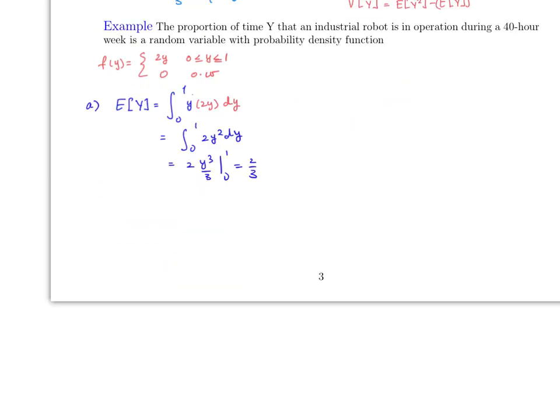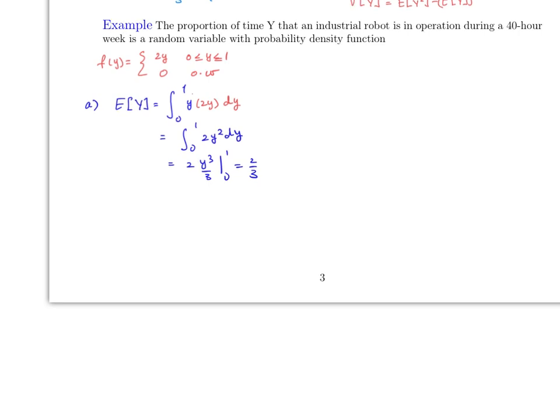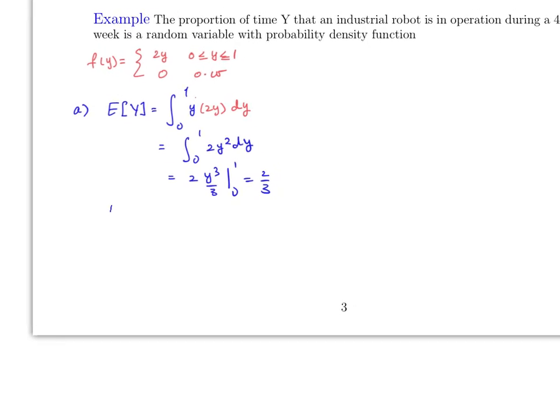Like I said, now to find the variance, you need to figure out first what is the expected value of y squared. And again, by definition, now it will be the integral from 0 to 1 of y squared times 2y, which will be the integral from 0 to 1 of 2y cubed dy. And you should check that this is equal to 1/2. It's straightforward to check that.